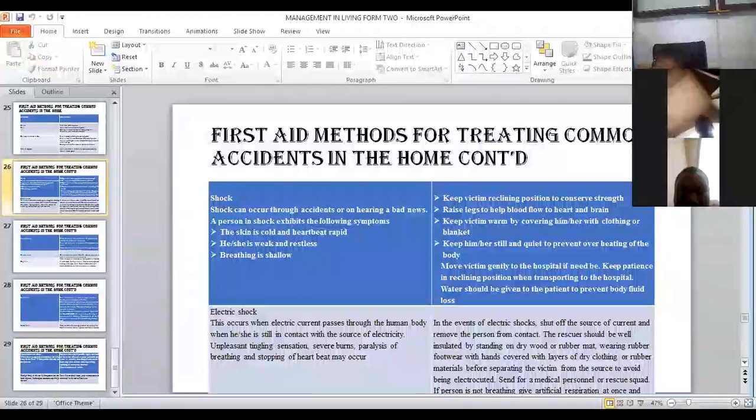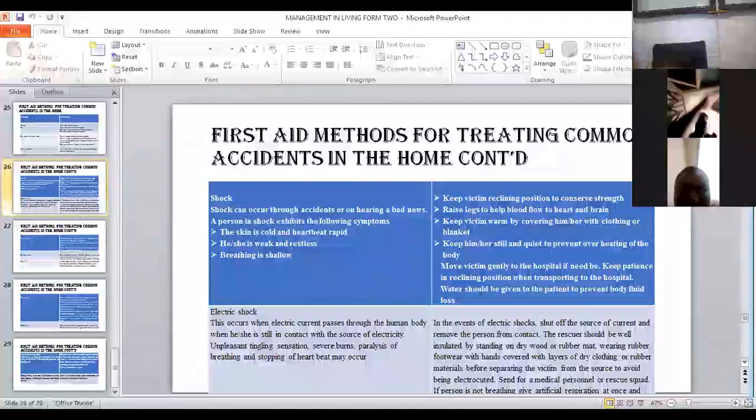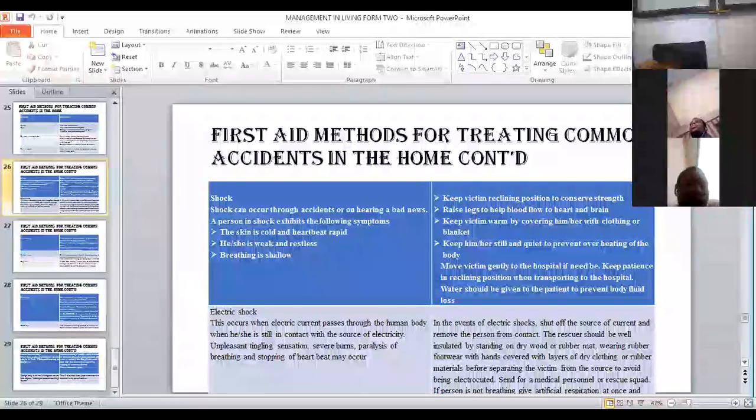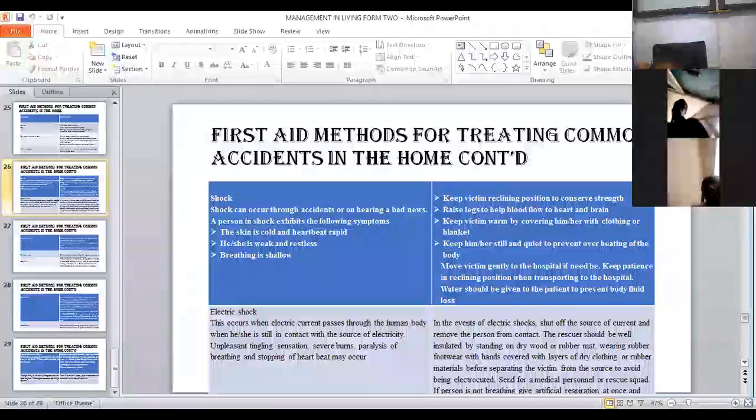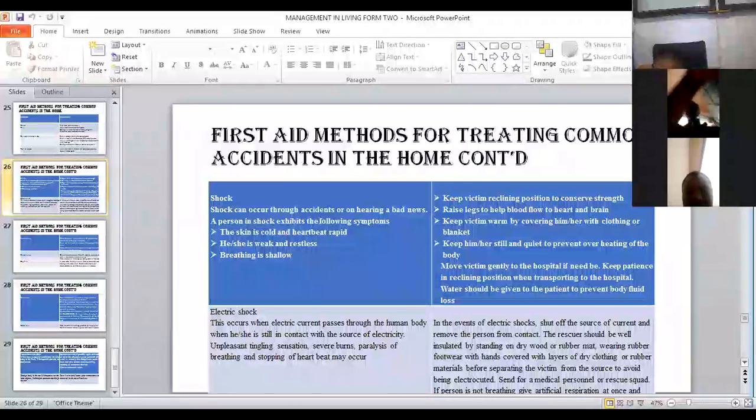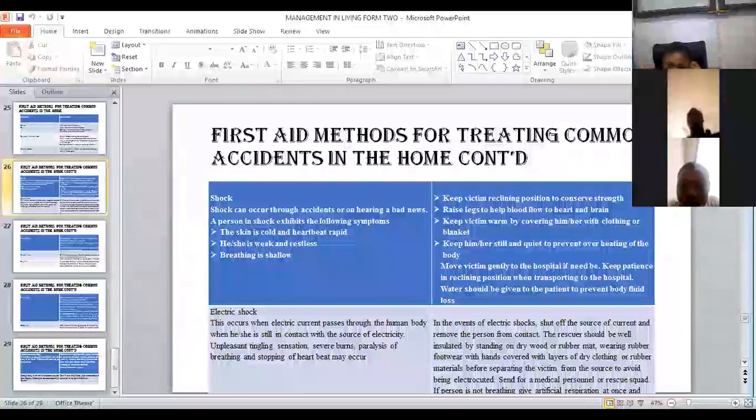All right. So as you are going to turn the main switch off, make sure your hands are dried and you are putting on a footwear that is well insulated, at least a plastic footwear. That will help. And then the rescuer should be well insulated, okay, by standing on a dry wood or rubber mat, like I just said. And then you wear covered clothing with layers of dry clothing.